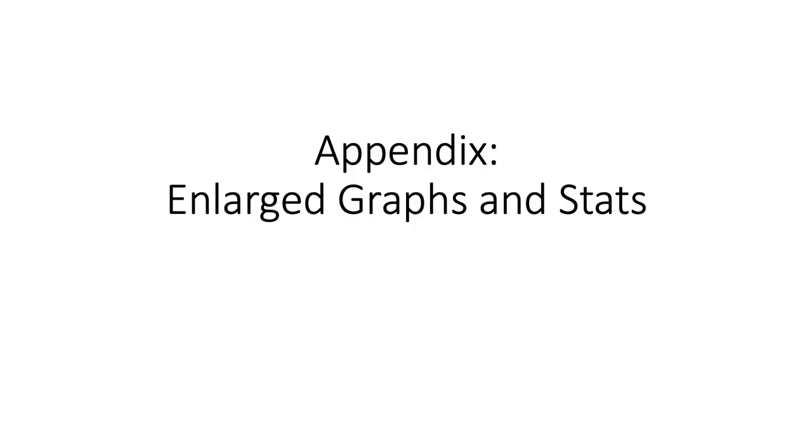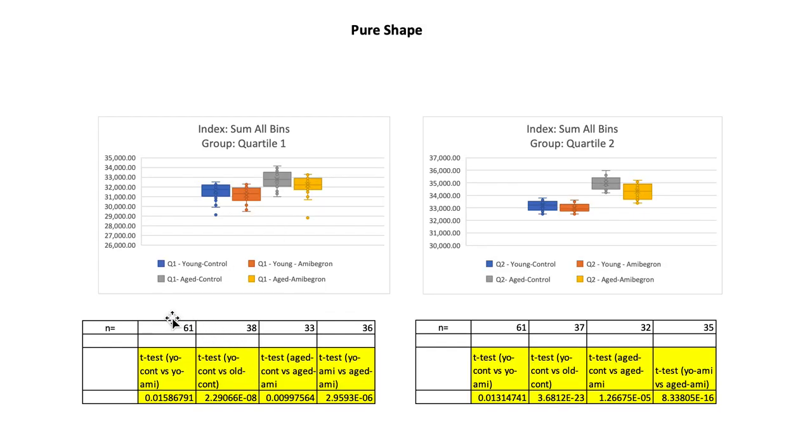And the last few slides in the appendix are just enlarged graphs with descriptive statistics and p-values, whatnot. I will let you peruse that. So that is the update. Let me know if you have any questions, and I'd be interested to hear how this data matches with the gene expression data and other phenotypic readouts that you found.